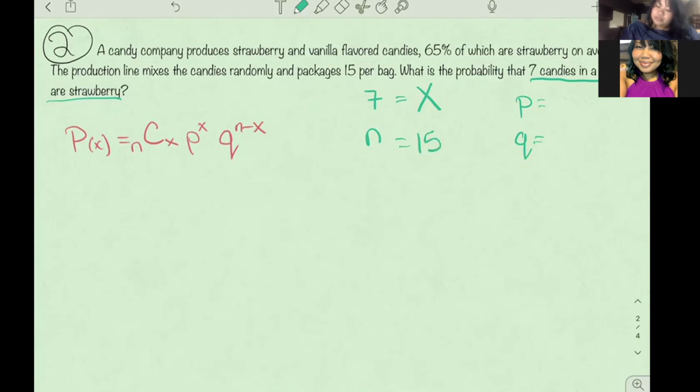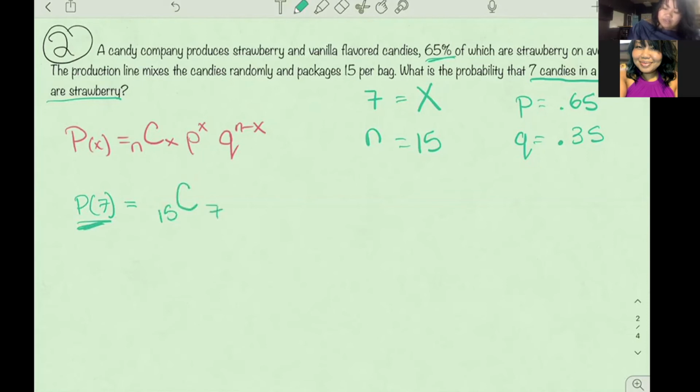Our p is 0.65, because I'm going to take this and I'll do 0.65, which means our q, our number of failures, is 0.35. So let's put it in. So the probability of 7, which I don't actually need to do anything here, this is just to tell me what value I'm looking for, is n 15 C x, which is 7.